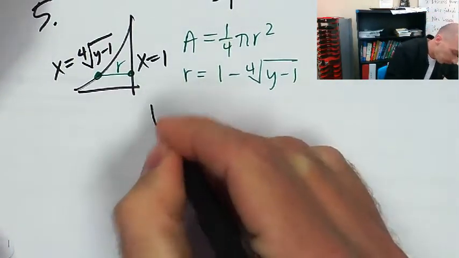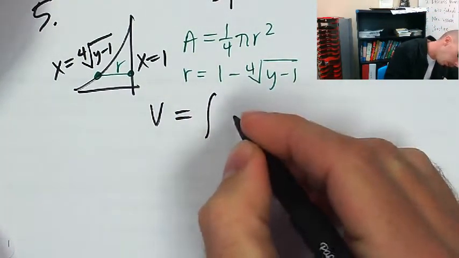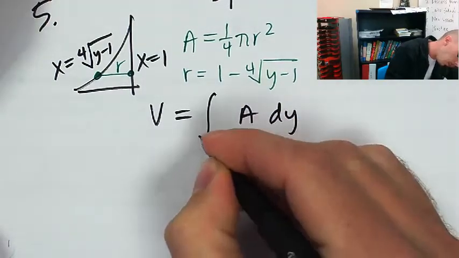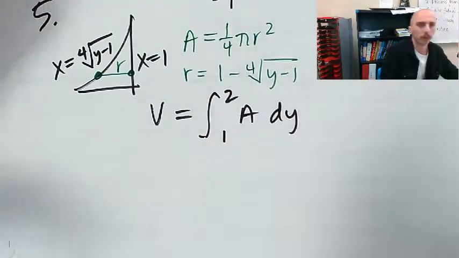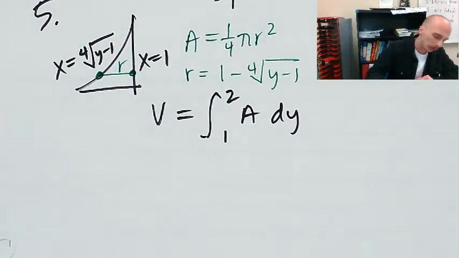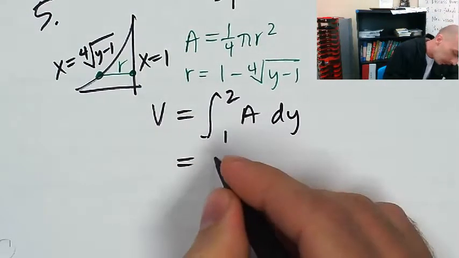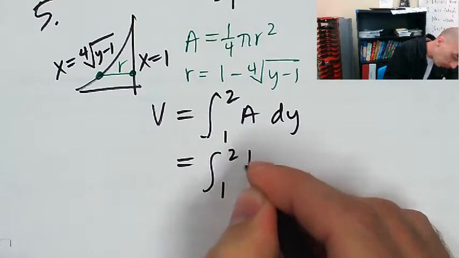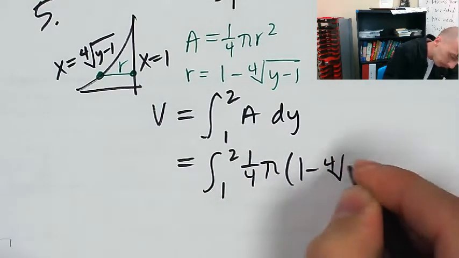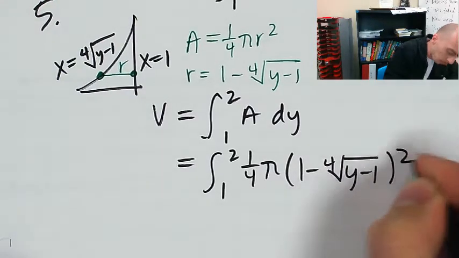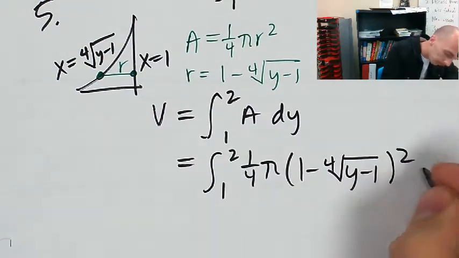Okay. So I know my volume is the integral of area dy, and that is y running from 1 to 2, as we saw in the last problem. So this is going to be the integral from 1 to 2 of 1/4 pi r squared dy.